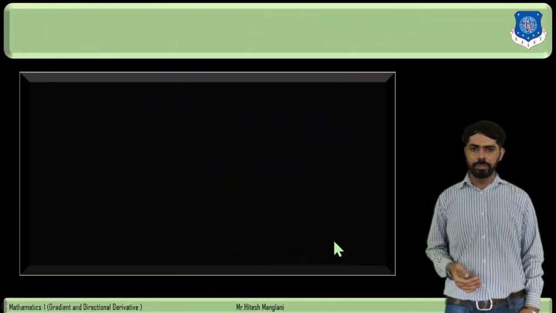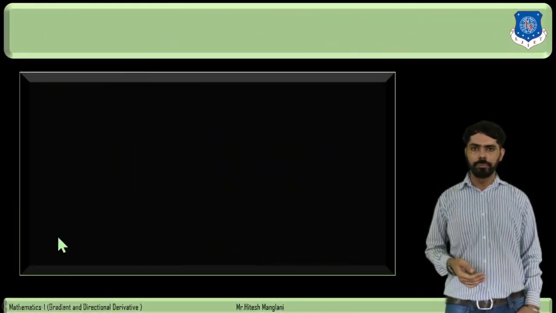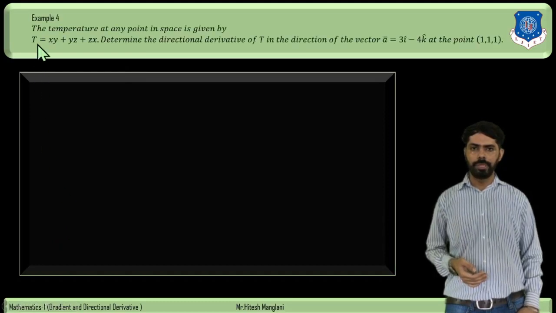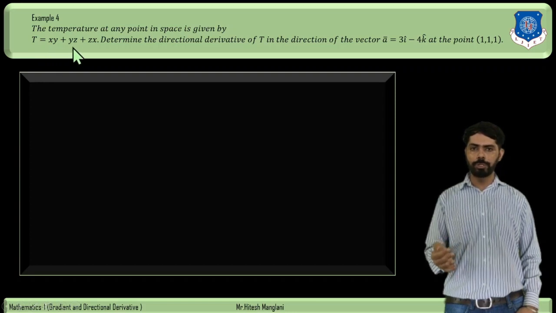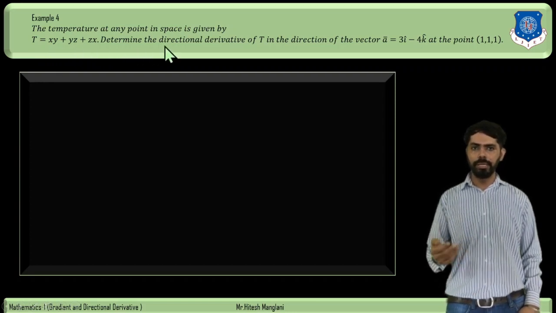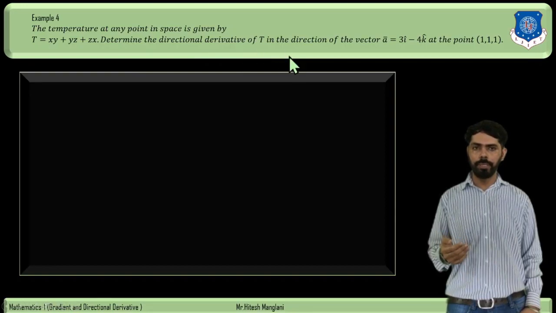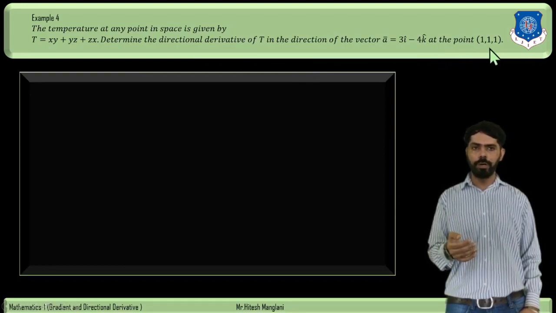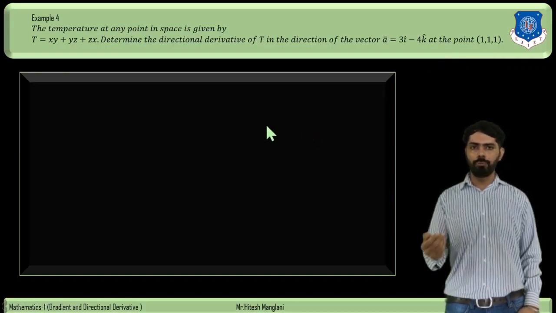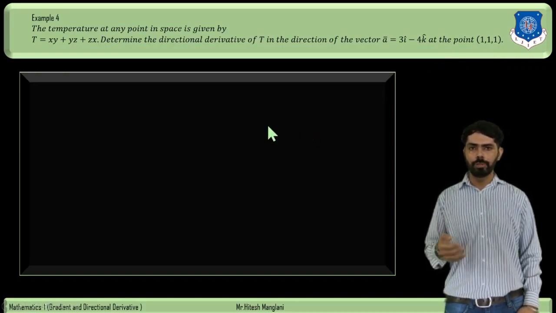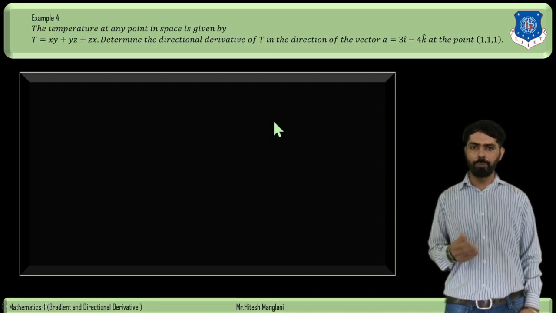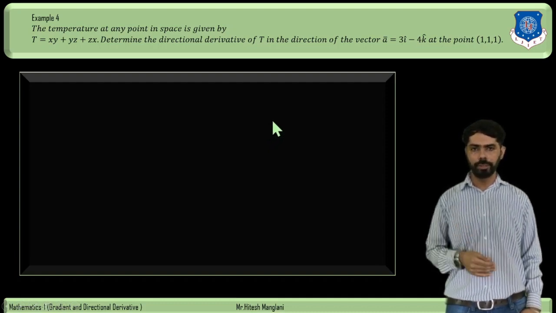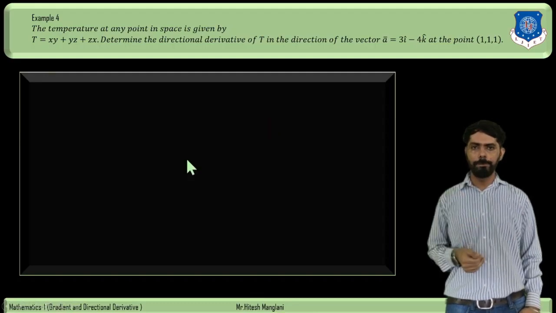Now let us discuss the fourth example. The temperature at any point in space is given by T is equal to xy plus yz plus zx. Then determine the directional derivative of capital T in the direction of vector a bar is equal to 3i minus 4k at the point 1, 1, 1. So here we will have to find out the directional derivative. For finding the directional derivative, first of all we will have to find out the gradient of this function.